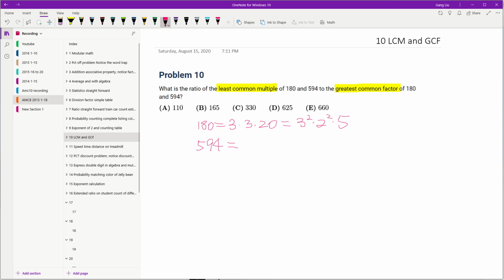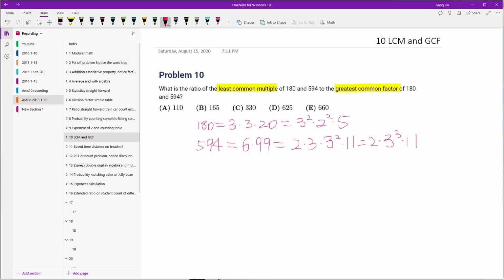And 594, it's divisible by 9. It's also divisible by 11. So we can divide by 99. That's going to be 6 multiplied by 99, equal to 2 multiplied by 3 multiplied by 3 squared multiplied by 11, equal to 2 multiplied by 3 cubed multiplied by 11.